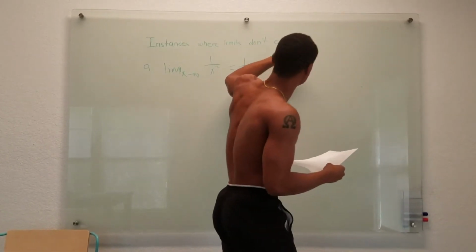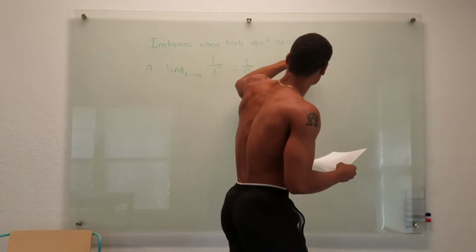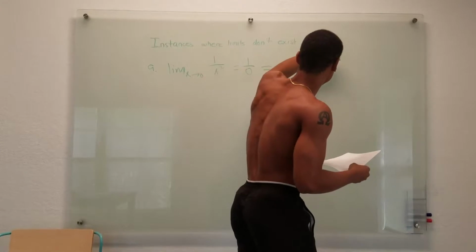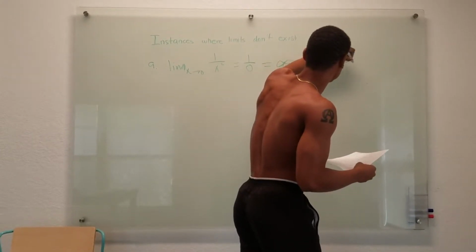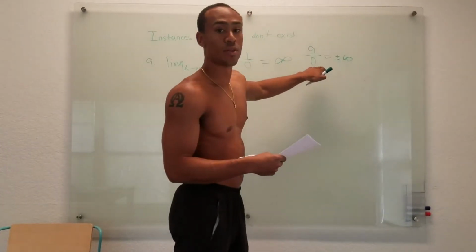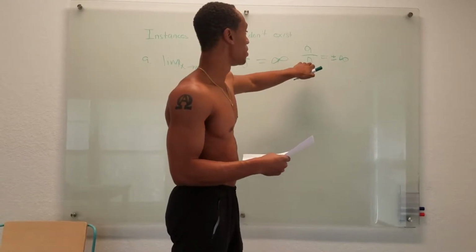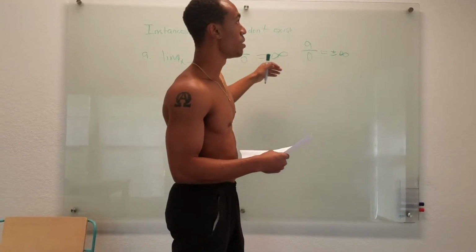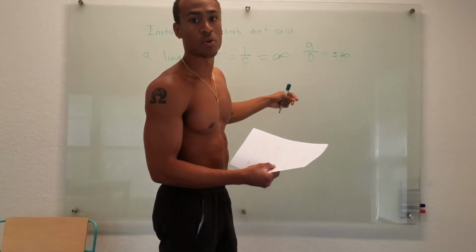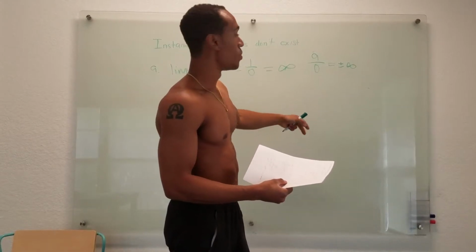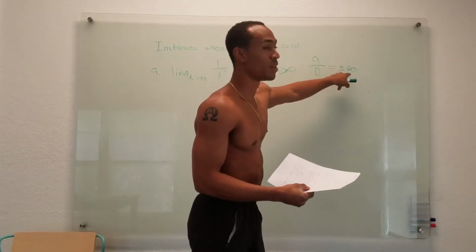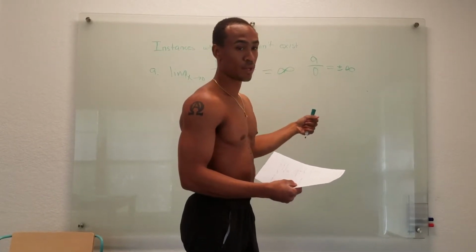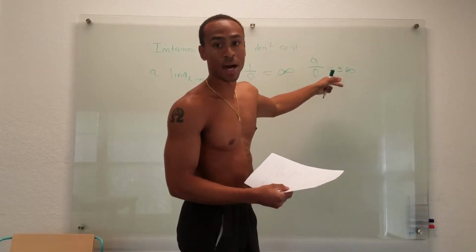Anytime you have a number over 0 as your limit, you can say that it's plus or minus infinity, depending on whether you're approaching 0 from the right or the left. If you're approaching any number, not just 0, from the left, you're going to have a negative infinity in this case. If you're approaching any number from the right, and you have this case, you're going to have a positive infinity.